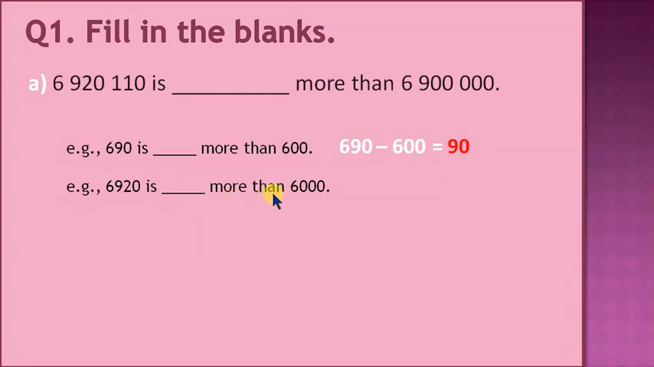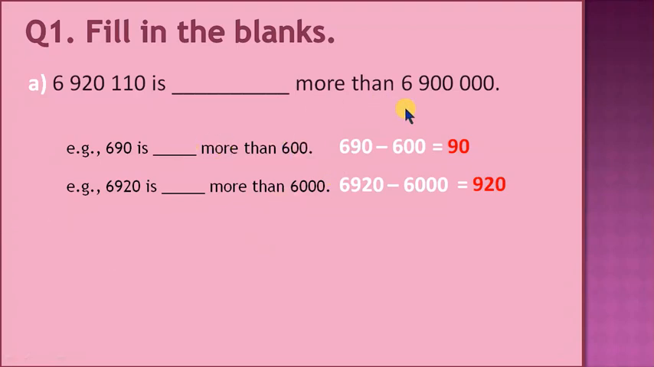6,920 is dash more than 6,000. So how much more is 6,920 than 6,000? Very simple. You have to subtract 6,000 from this value. So what will be the answer? 920. Okay, this value is 920 more.